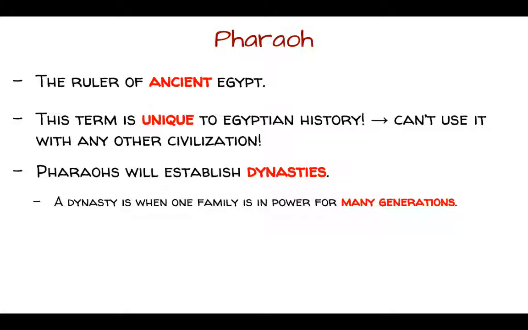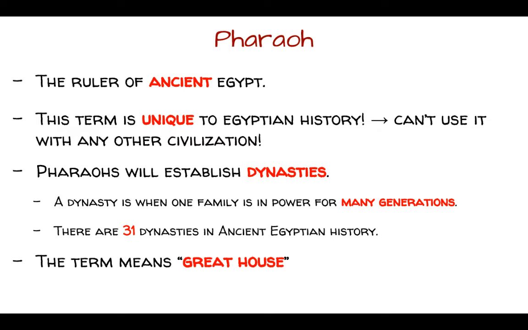So the crown will stay within one family. It will typically be passed from father to son. And in Egyptian history, we're looking at over 31 different dynasties, 31 different royal families that will rule for different periods of time, from the early dynastic period all the way to the collapse of ancient Egypt during the New Kingdom. And the term itself actually means great house.